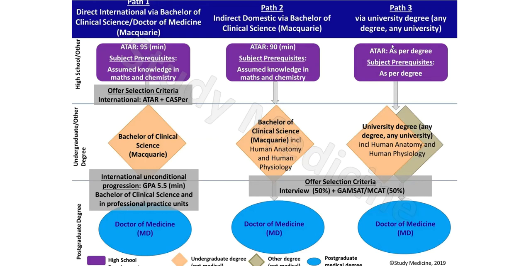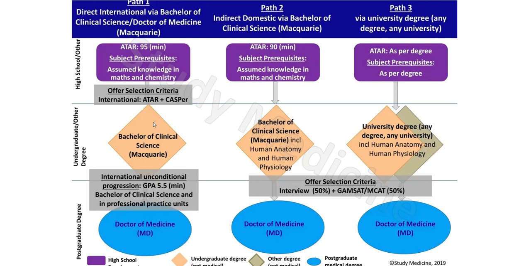So what does this visual summary show us? Well, for a start, you know, for example, that to go through Path 1 you have to be an international student. If you're an international student and you have an ATAR of 95 at a minimum, and you have assumed knowledge or have knowledge of maths and chemistry, you can pass through into the Bachelor of Clinical Science degree.